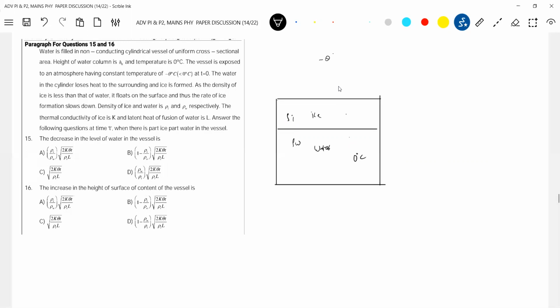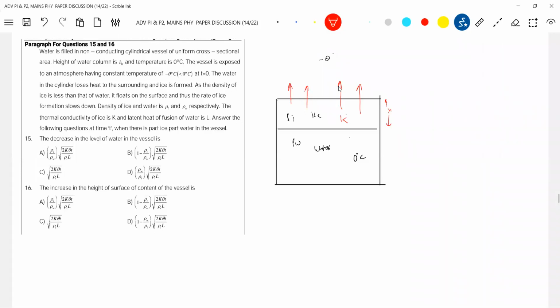This particular layer will exchange heat with the surroundings. The topmost layer of water will exchange it, no? As the water freezes and becomes ice, the thickness of the ice layer will keep on increasing. Then this has thermal conductivity K. The decrease in level of water in the vessel: earlier it was H naught, now that X is what is being asked.